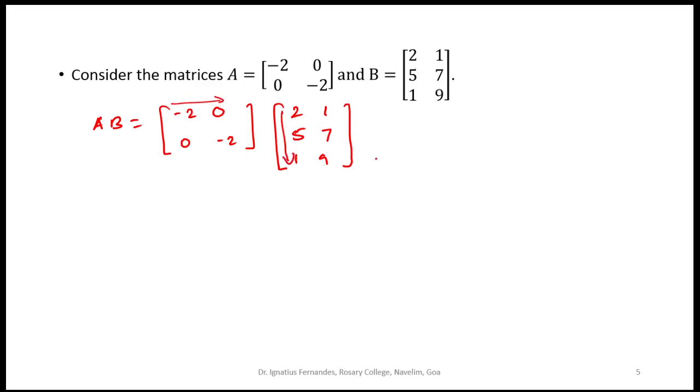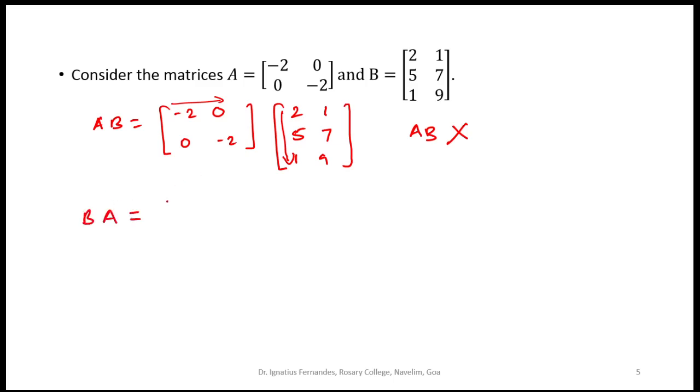Now what you will see here is that the number of columns in A is not equal to the number of rows in B. So you will see that this multiplication AB cannot really be computed. A cannot be multiplied to B. Okay, but can B be multiplied to A?